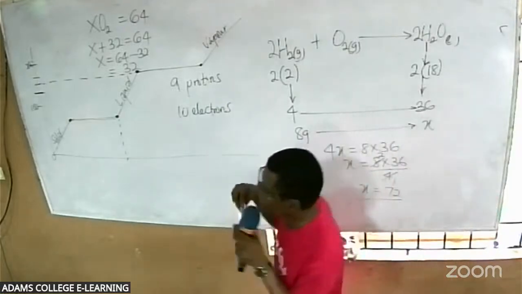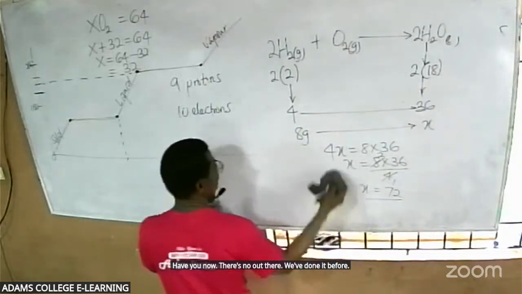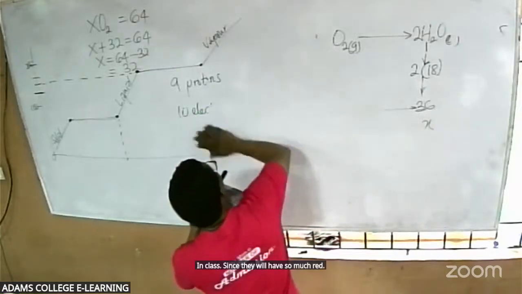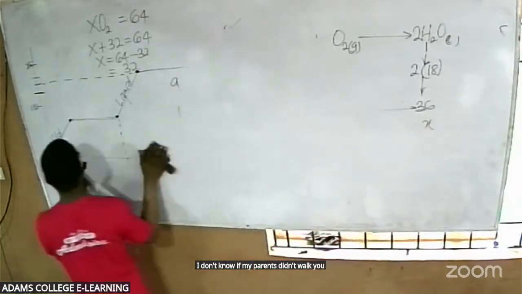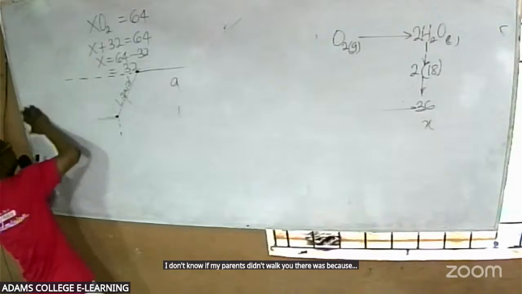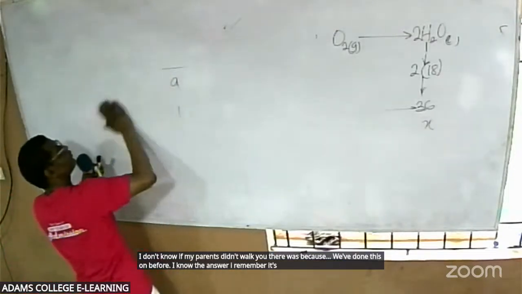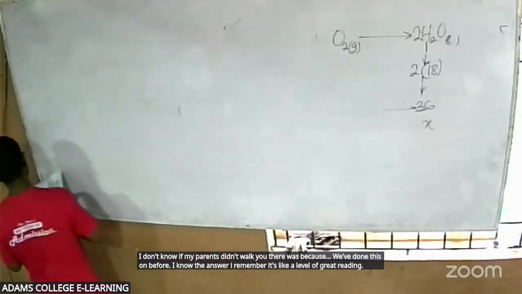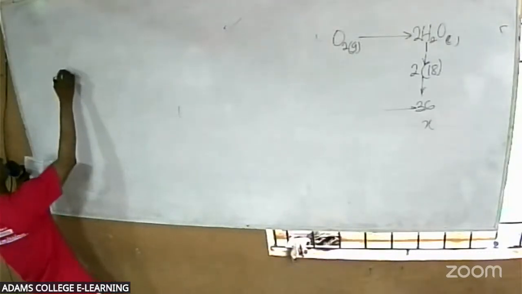This is number 10. We've done it before in class. Some people did not read well, so number 10 didn't work. They just pick an answer. We've done this one before. I know the answer, I remember it. That's the level of great reading. Oh, yeah.